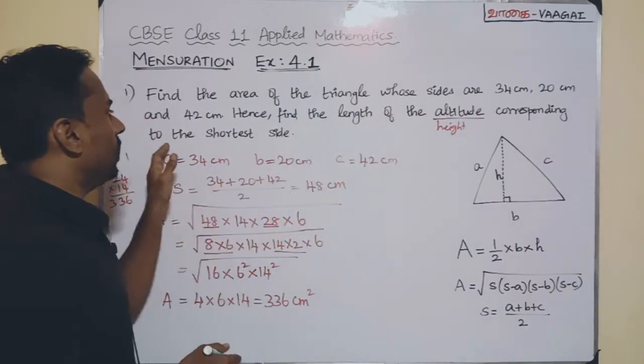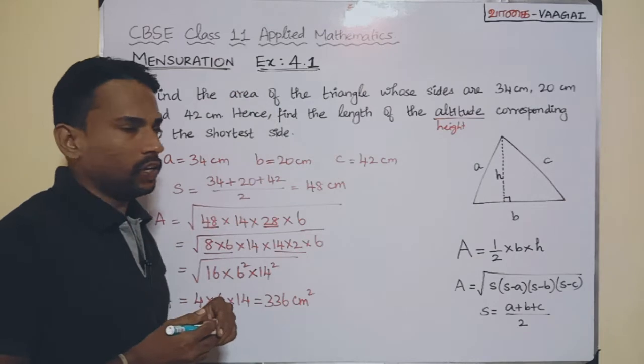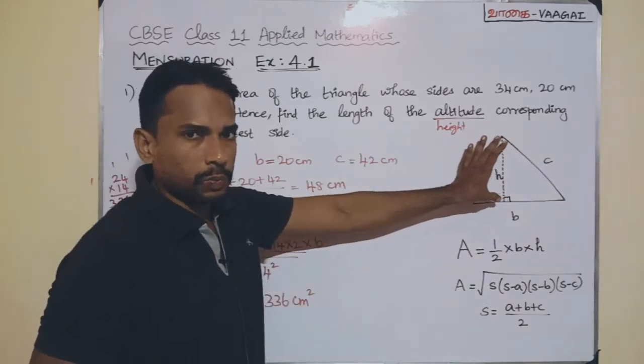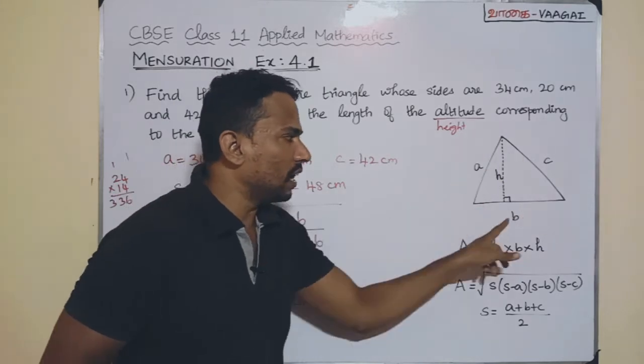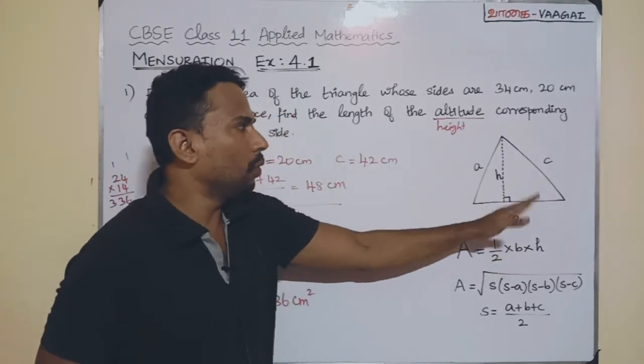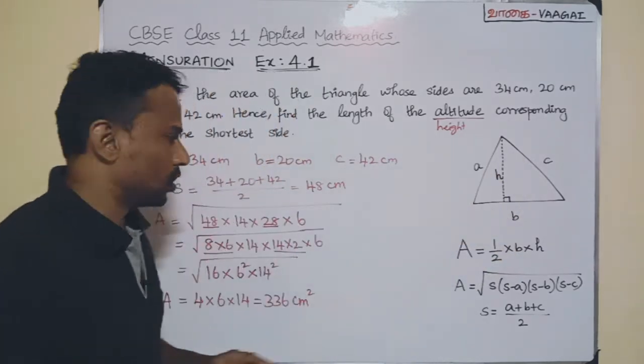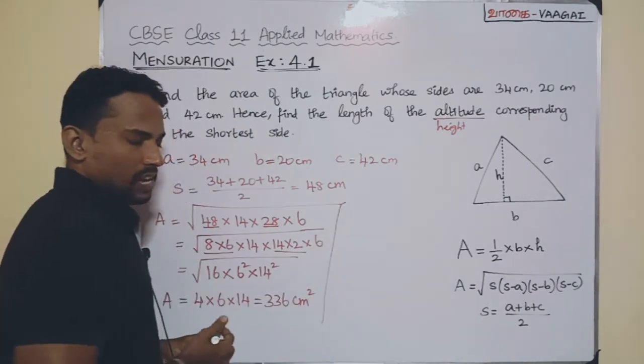Height corresponding to the shortest side. So that means we need to find the height that corresponds to the shortest side. That is, if the shortest side of this triangle is taken as the base, then what would be the corresponding height? That's all. This is going to be the question. So this we can very easily calculate.